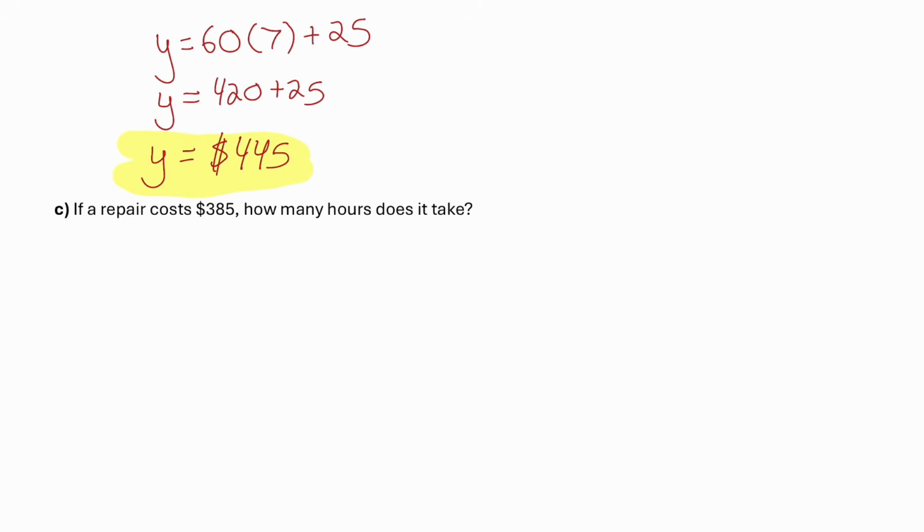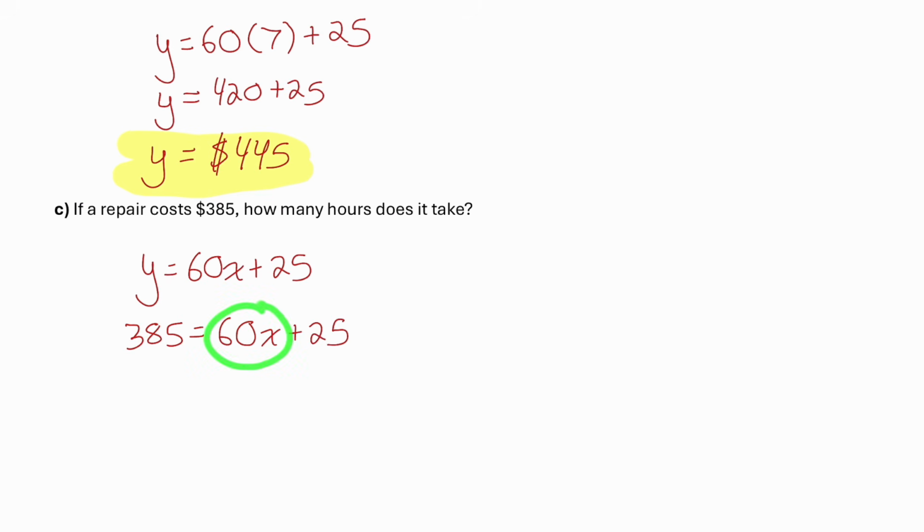And then lastly, what if a repair costs $385? How many hours does it take? Well, the relationship between cost and number of hours is that the cost is equal to 60 times the number of hours plus 25. If the cost is $385, so if y is $385, what's x? Well, let's change y to 385 and then solve for x.